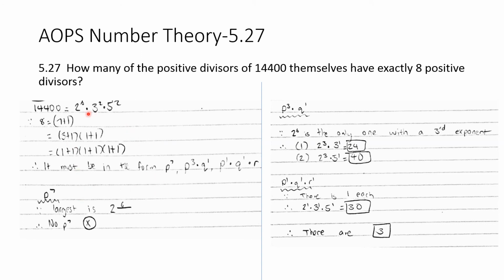So that means it must be in one of these forms: p to the power of 7, or p to the power of 3 times q to the power of 1, or p to the power of 1 times q to the power of 1 times r. So if it's p to the power of 7, the largest is 2 to the power of 6. So it's not p to the power of 7.